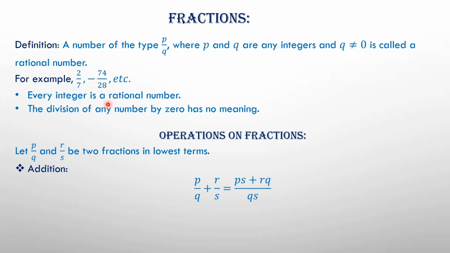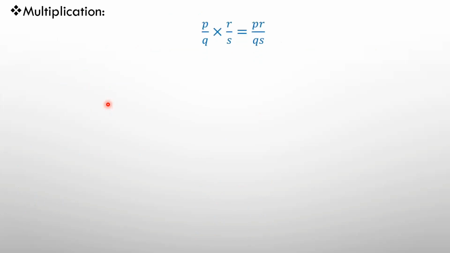Now subtraction, same way. P upon Q minus R upon S is equal to cross multiplication of P and S minus R into Q upon multiplication of denominators. So PS minus RQ upon QS. Now multiplication of fractions. P upon Q into R upon S. Multiplication of fractions is very easy. Multiply numerator to numerator, that is P into R upon Q into S. This is multiplication of fractions.